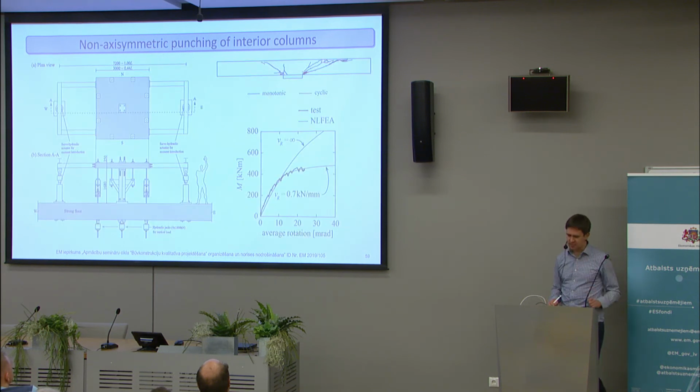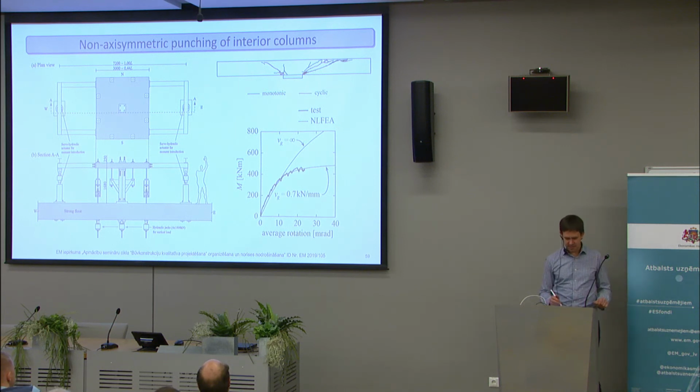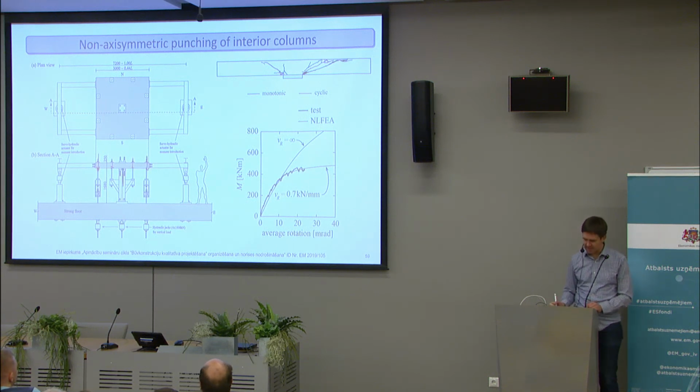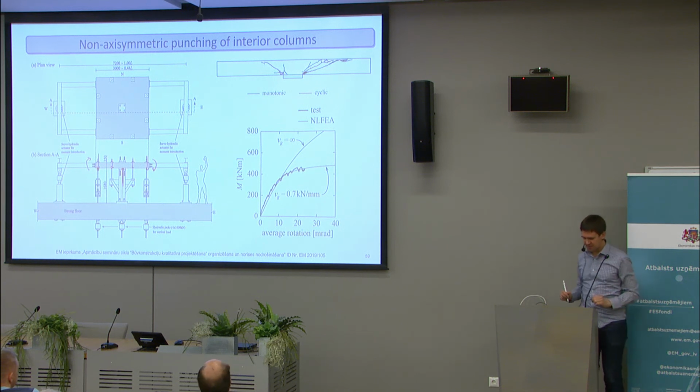And I tried to model some specimens of a colleague of mine from Lausanne who tested normal punching tests with load applied in here at the edges and reaction in the middle. But in addition to that, he also applied moment at the edge of the slab. It was to model a slab-column connection during an earthquake. So when you have vertical load and then you have imposed rotations or imposed moments because of the lateral displacements caused by the earthquake.